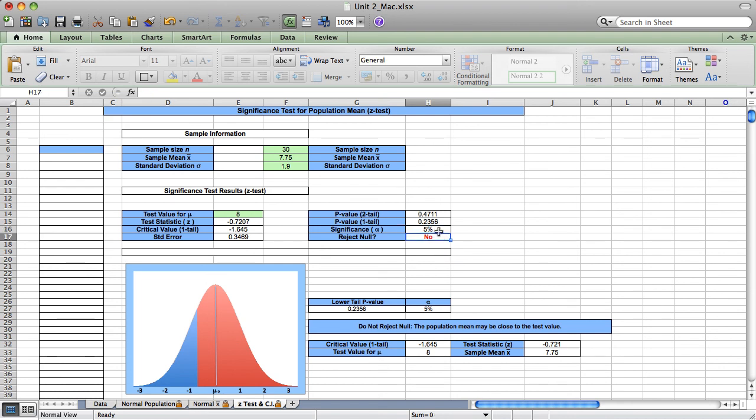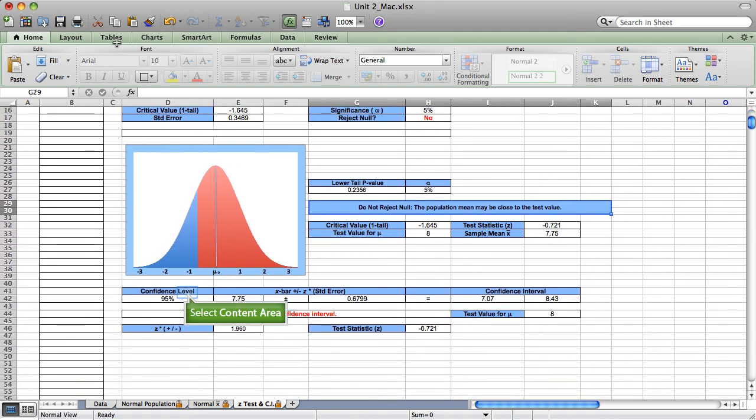And you could see on our Excel tool that that statement about our sample evidence being significantly greater or significantly less than the test value is missing, because in fact, 7.75 is not significantly less than 8. So that's not there. Instead, we see the following conclusion. In this case, we would not reject the null hypothesis. The population mean may be close to 8%. In other words, we don't differ significantly.